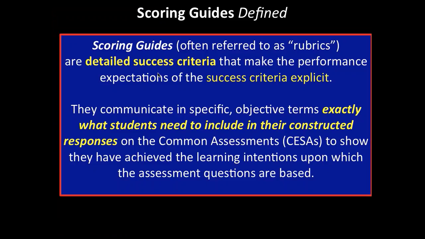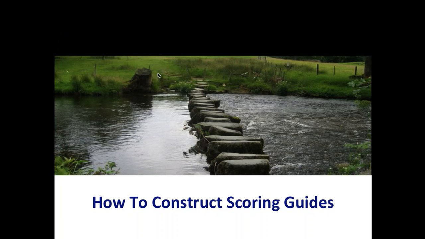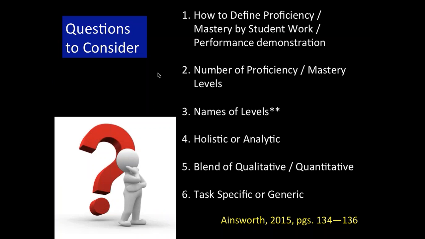Detailed success criteria that make the performance expectations explicit and communicate in specific, objective terms exactly what the students need to include in their constructive responses on the common assessment, what we call these concise, empowering, short cycle assessments, to show they've achieved the learning intentions on which the assessment questions are based. So how do we construct them? Let's look at a few pieces.